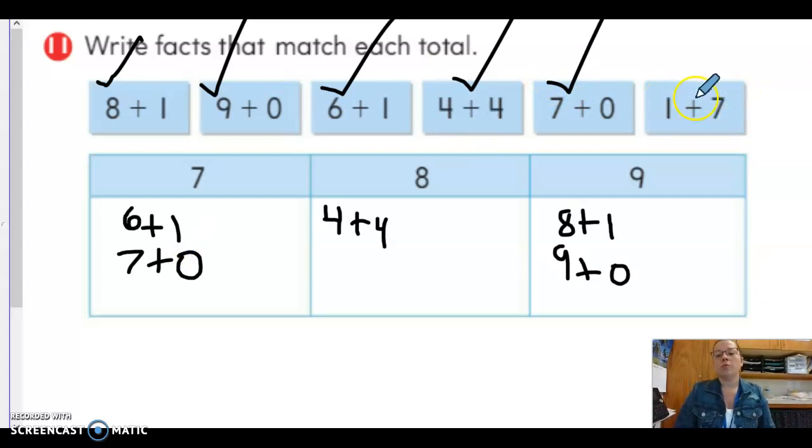All right, now you have 1 plus 7. Well, it's always easier to start at the bigger number. So we're going to start at 7 and count up 1 more. 7, 8. Good. So I'm going to write that right here under the column that says 8. 1 plus 7. Looks like we've completed all the ones that we have to, and we have 2 in each column, so that looks pretty good.